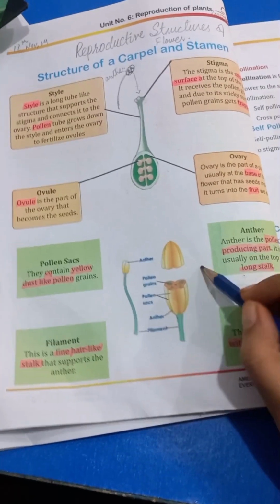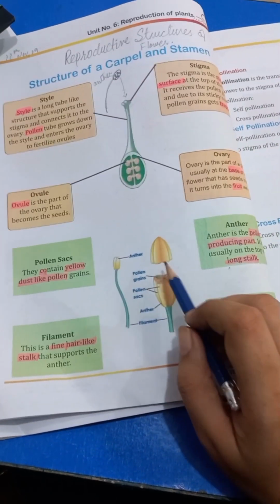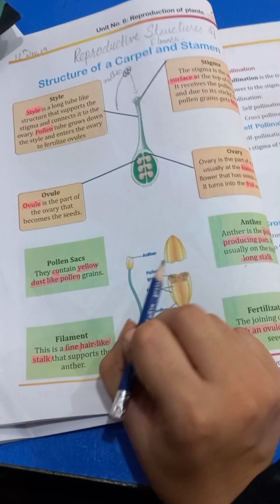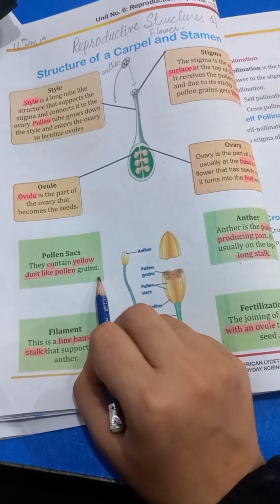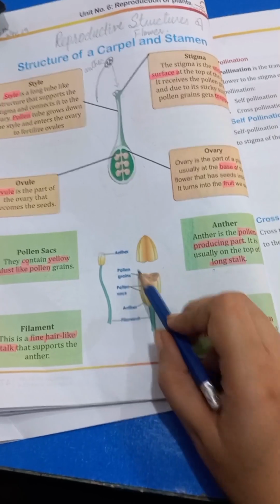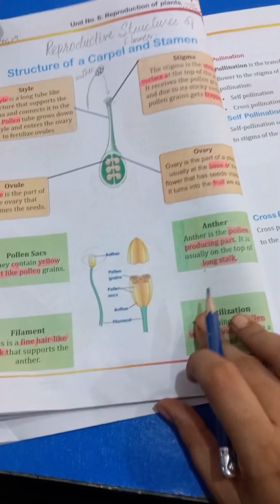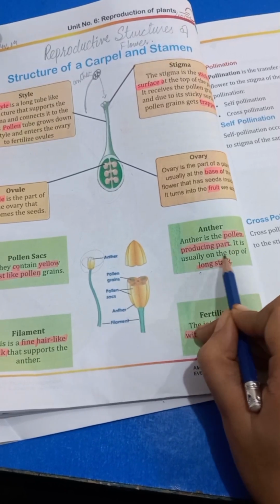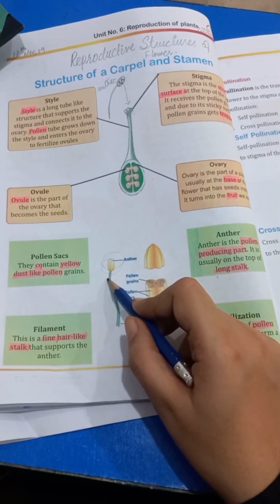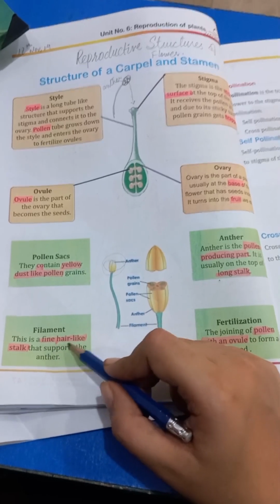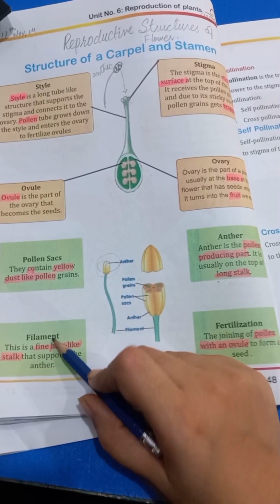After that, the male reproductive part, which has four structures. First of all, pollen sacs. Pollen sacs contain yellow dust-like pollen grains. Then we have the anther. This is the anther, which produces pollen. The anther is the pollen-producing part. It is usually at the top of the long stalk. Then below the anther is the fine hair-like stalk that supports the anther, which is called the filament.